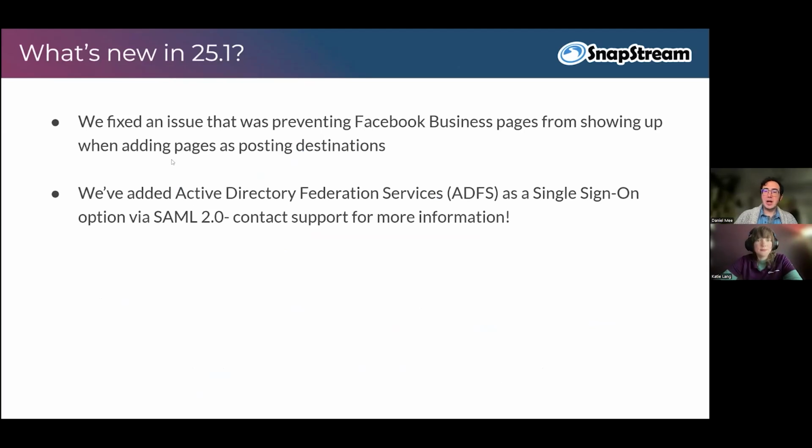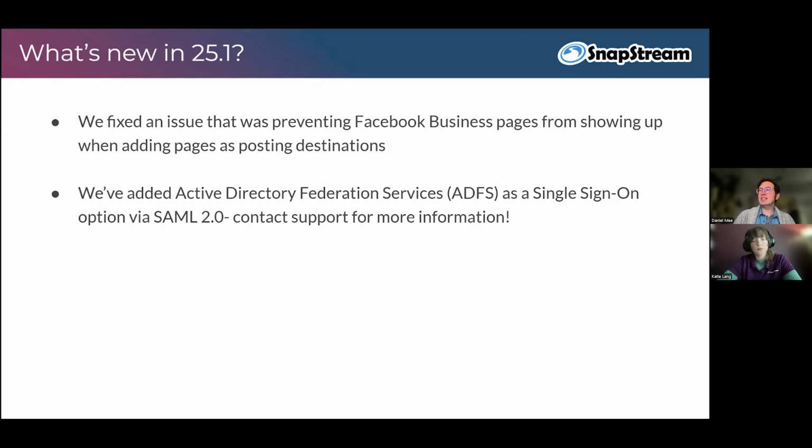I'll just comment on a couple of other small changes that we made in this software release. We were experiencing an issue where Facebook pages that were tied to Facebook business accounts were not showing up when you go to add a Facebook page to post to in SnapStream. That's been fixed. So at this point, you should see all of the pages that you control as available destinations when you go to add a Facebook page. If you're still having any problems with that, just let us know. That should all be fixed at this point.